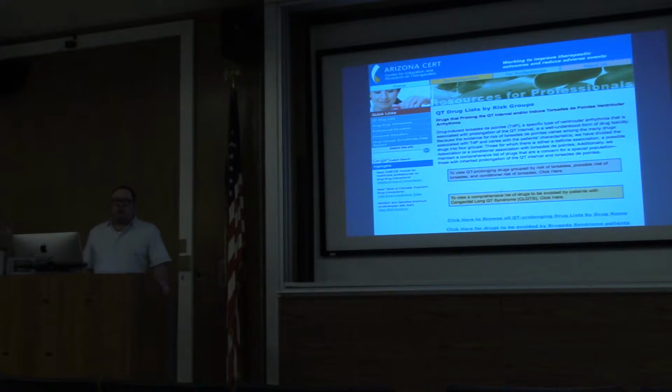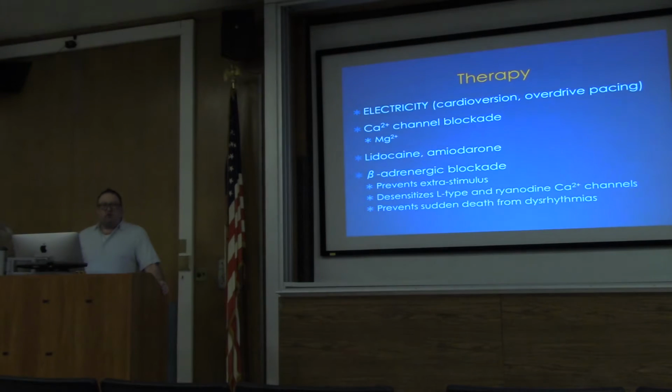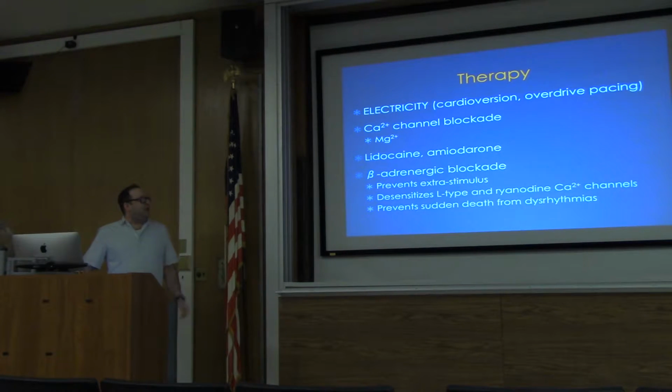Any other questions? I'll go on. So treatment for torsade from potassium channel blockade. Obviously, if somebody's in torsade, that is a form of VTAC, and electricity is usually going to be your initial treatment. You can do cardioversion. You can think about overdrive pacing, depending on how stable they are.